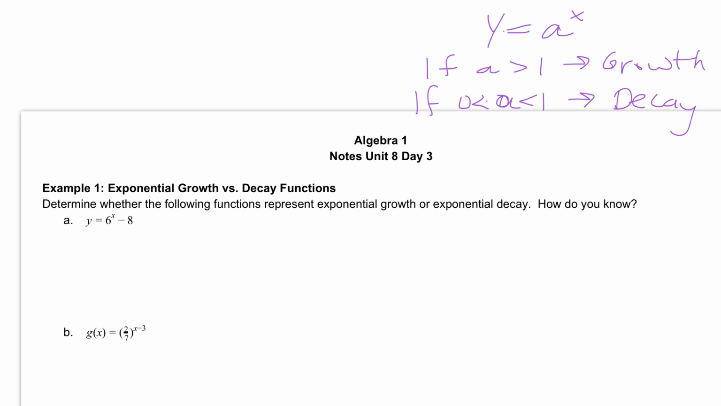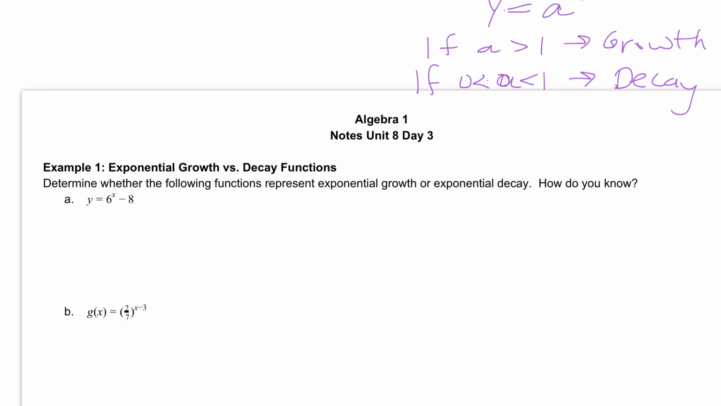So as we start going through the equations in example 1, you're looking for that base, that a value, the number that's going to be raised to that exponent. If it's bigger than 1, it's exponential growth, and if it's between 0 and 1, it's going to be exponential decay. So let's take a look at example 1.